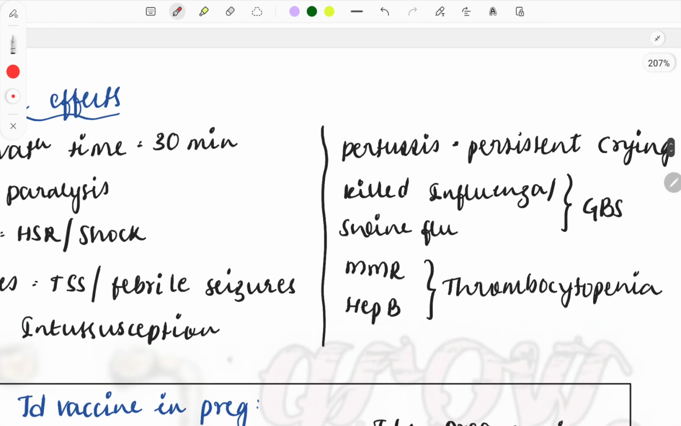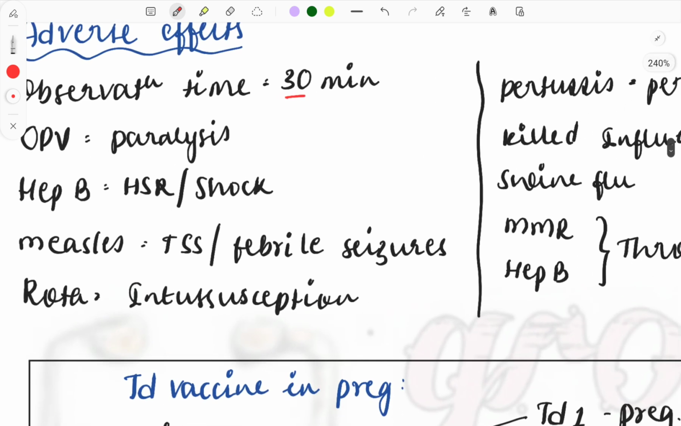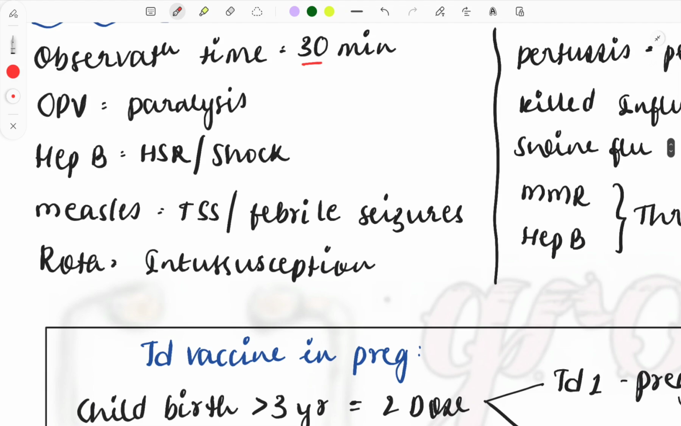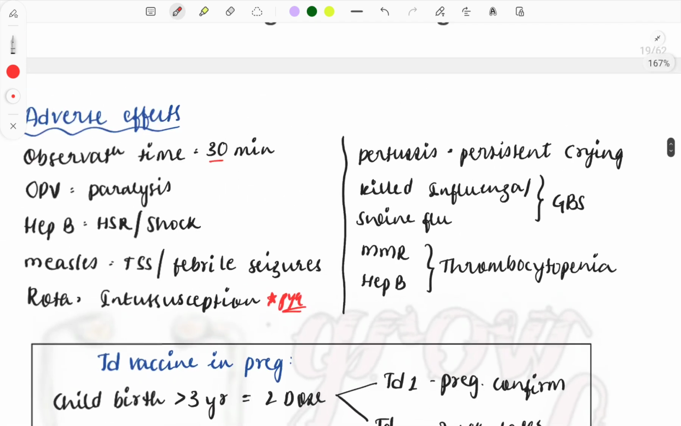Then the adverse effects. So for adverse effects, observation time will be 30 minutes. So after giving the vaccine, we need to observe the patient for 30 minutes to look for any side effects from the vaccine. So OPV will be causing paralysis, hepatitis B HSR, shock, measles TSS, febrile seizures, rota intussusception. So this was a PYQ. And then pertussis will be causing persistent crying. Killed influenza or the swine flu will be causing GBS, Guillain-Barré syndrome, MMR, and hepatitis B thrombocytopenia.